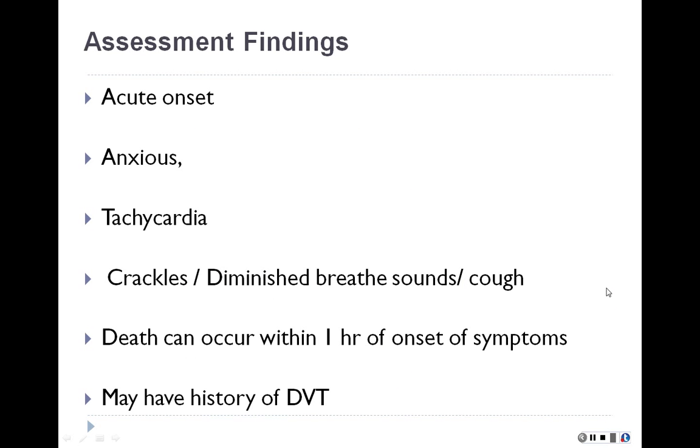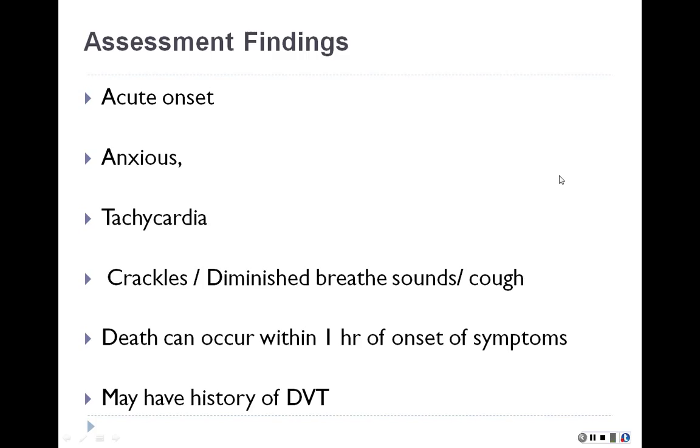So we know we're going to be taking care of these patients. Usually these come on real rapidly. They're very anxious. Their heart rate goes up. They feel like impending doom. Don't leave the patient by himself. You get crackles, diminished breath sounds, coughing maybe. And usually if they're going to check out, they're gone within an hour. And I'm not talking about checking out to go home. They're going home all right, but to the other side. Often they have this history of DVTs.